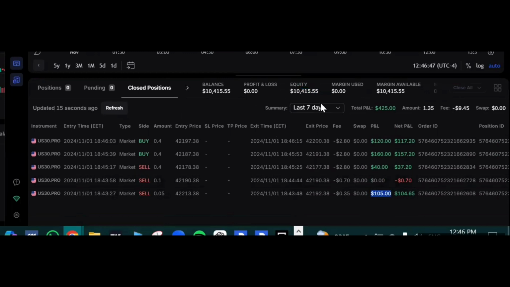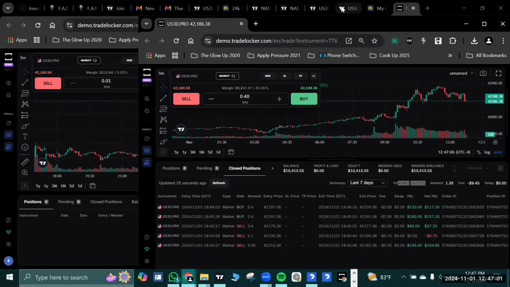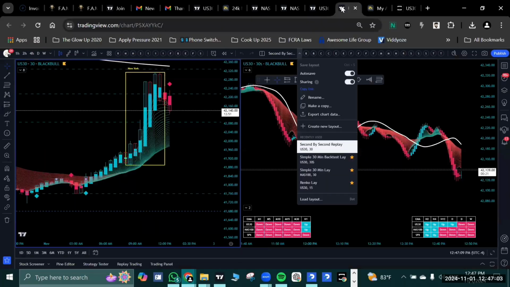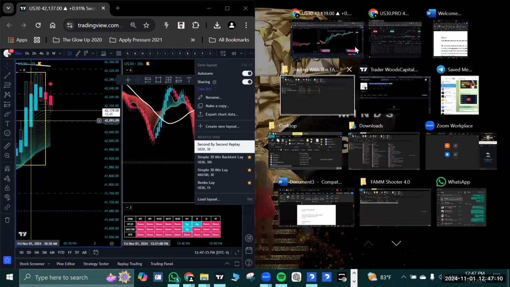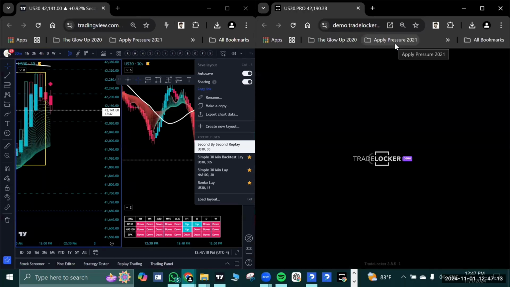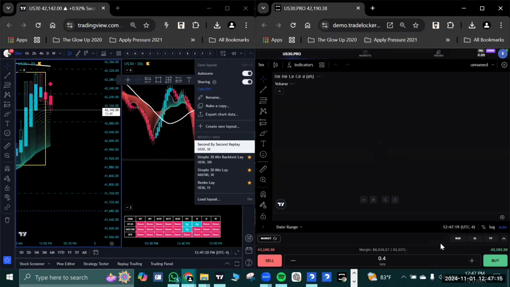So now you understand what those testimonials were and how they came about. You see last 7 days, P&L, that's that. So this is exactly how you would be trading on a regular basis. And then you would have your trading view telling you exactly what to do. Okay. So how will we set it up? We can have the trading view right over here, and we'll have the trade locker right over here. And that's it.